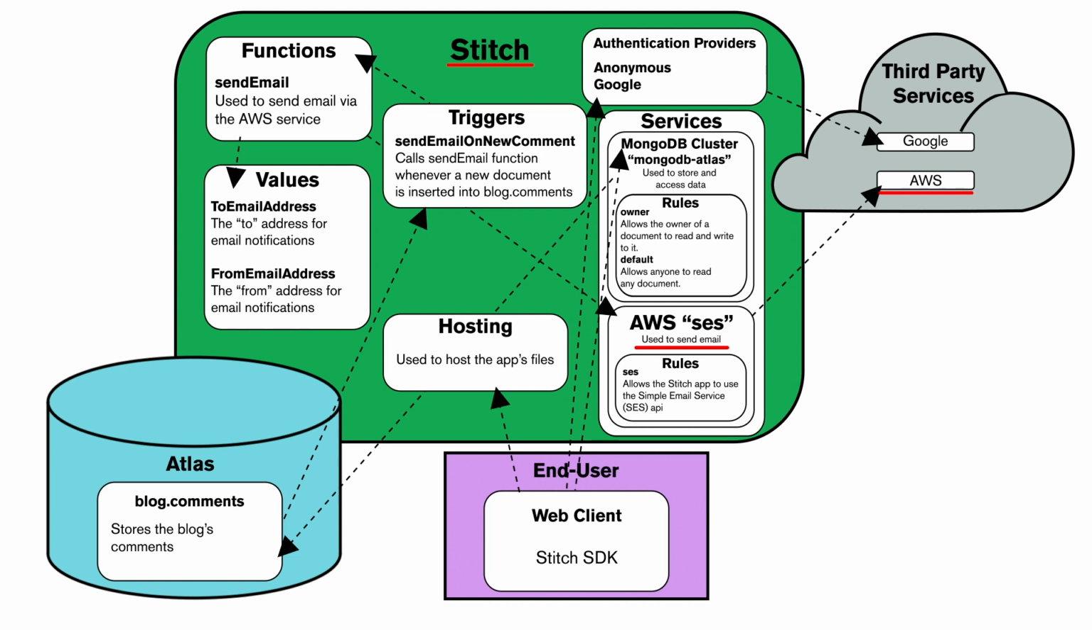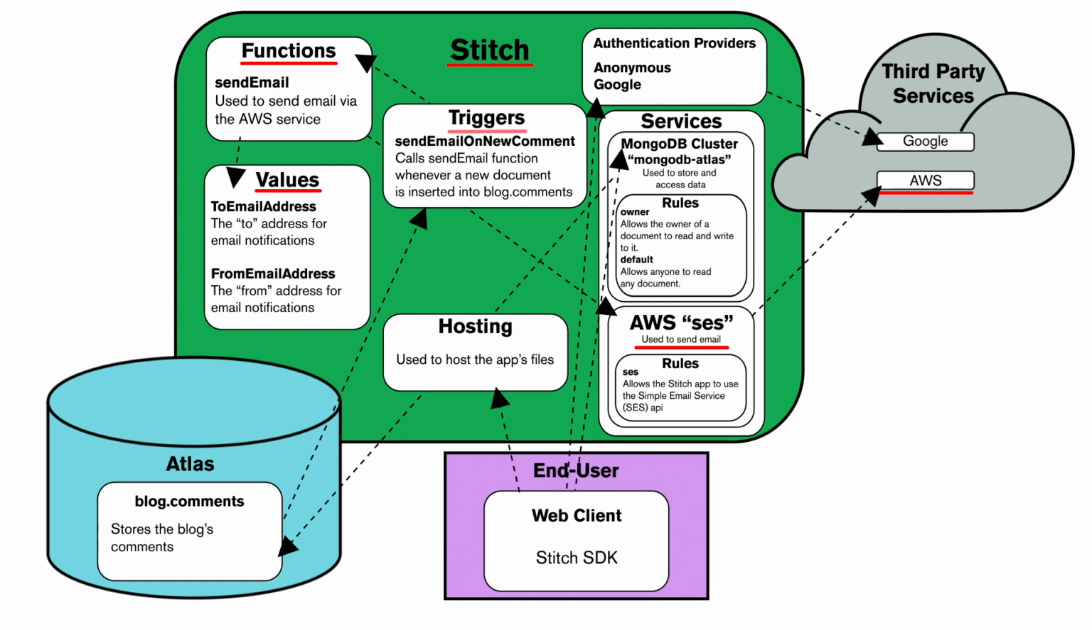Next, I'm going to use Stitch values. Values are constants that you can reference from a rule, webhook, or function. I'll create values for the email addresses I will use. Next, I'll use Stitch functions. Stitch functions allow you to define and execute server-side logic for your application. Functions are written in JavaScript and execute in a serverless manner. I'll write a send email function that uses the SES service.